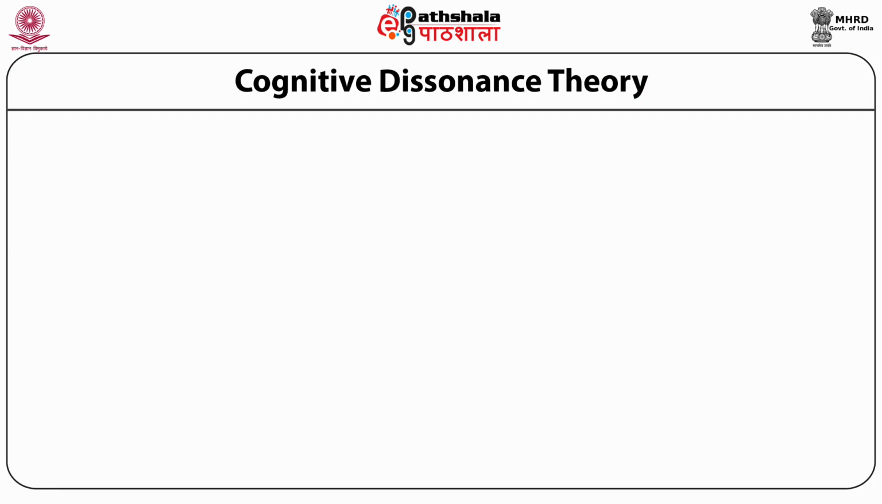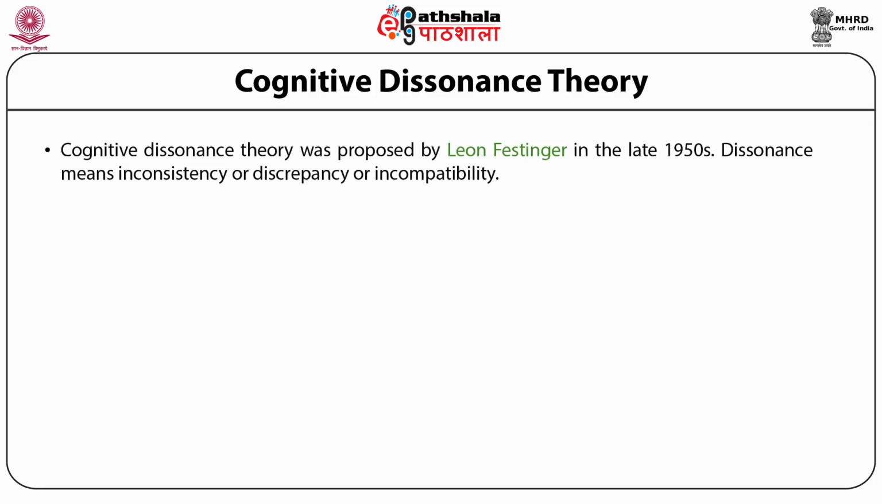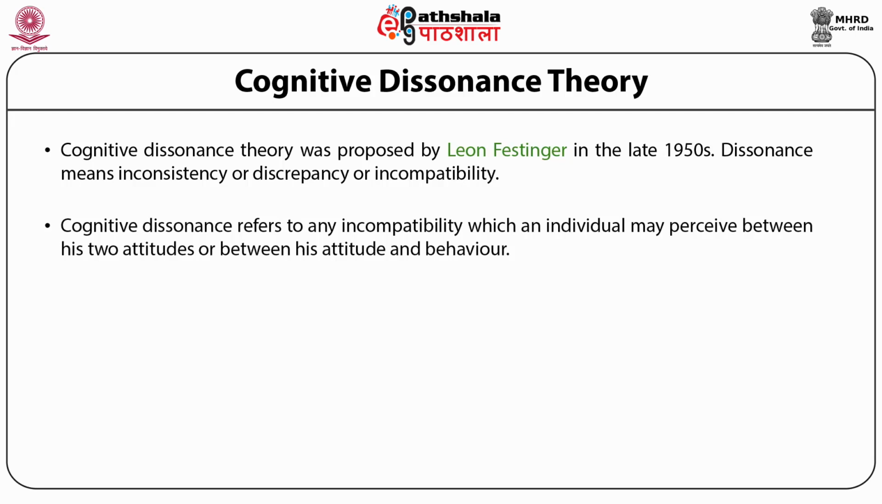Next theory of attitude is cognitive dissonance theory. Cognitive dissonance theory was proposed by Festinger in the late 1950s. Dissonance means inconsistency, discrepancy, or incompatibility. Cognitive dissonance refers to any incompatibility which an individual may perceive between his two attitudes or between his attitude and behavior.